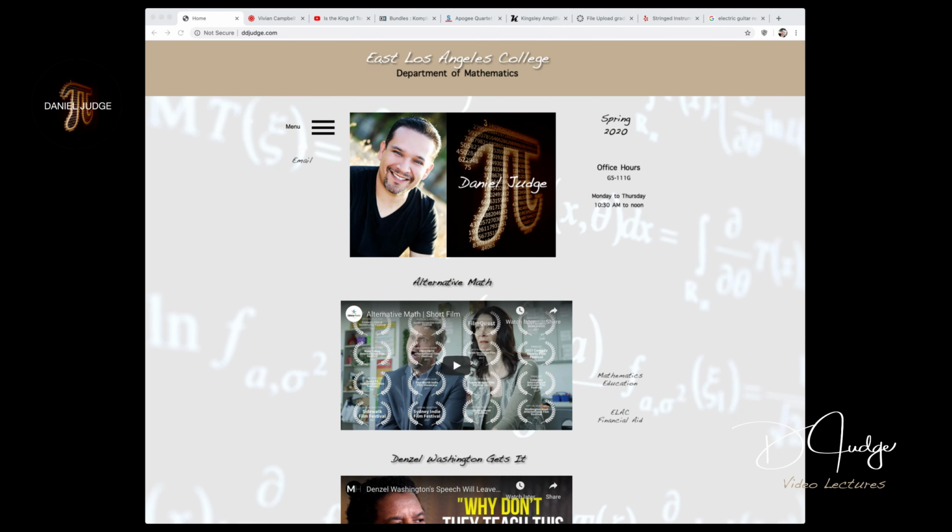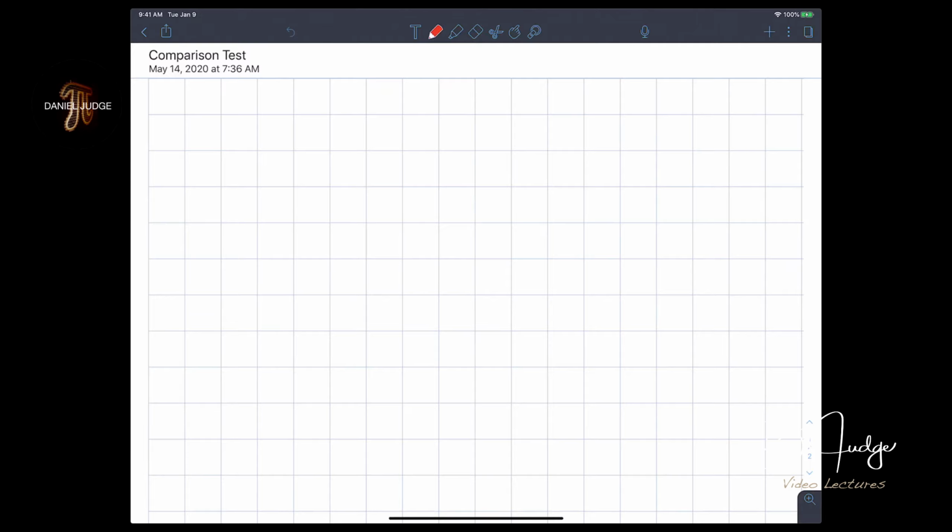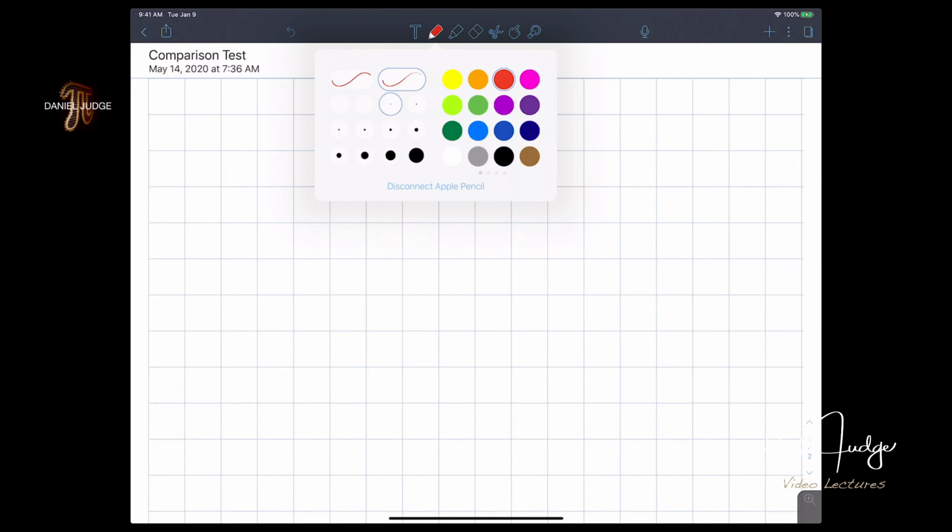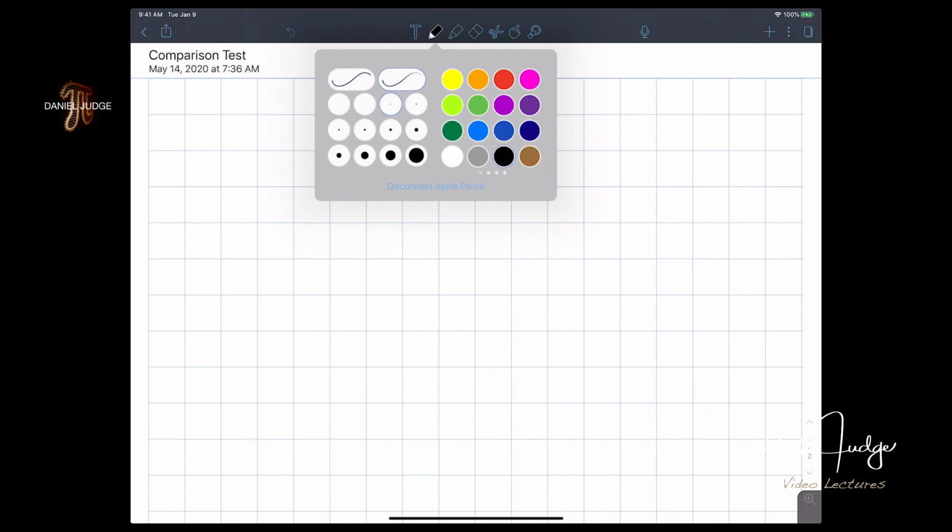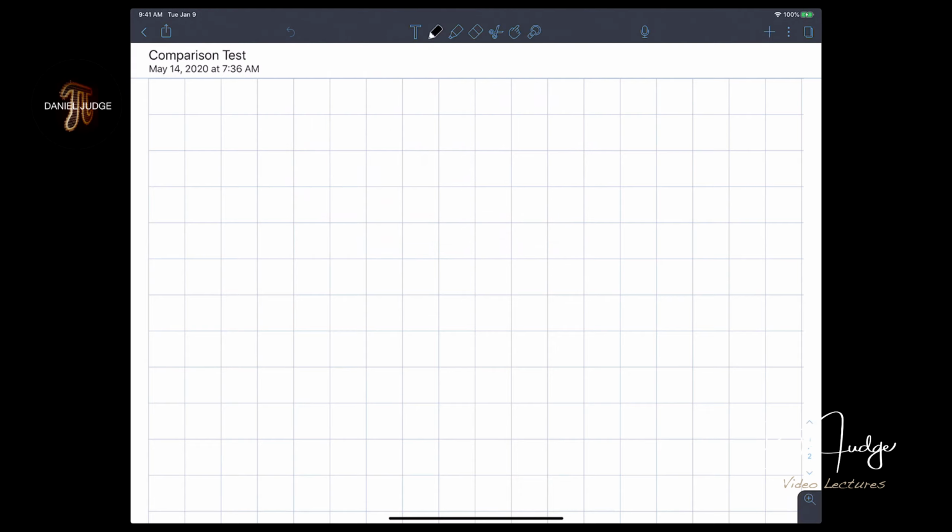Anyway, today what we're going to look at is going to be the comparison test. And we're working with series, and remember, we want to know whether a particular series actually converges. And we have a new test. We're going to look at various tests. And we want to look at today the comparison test. Now, the comparison test essentially is about comparing.